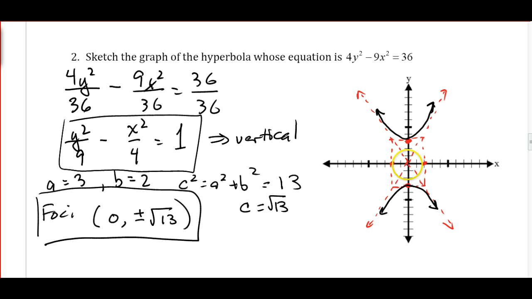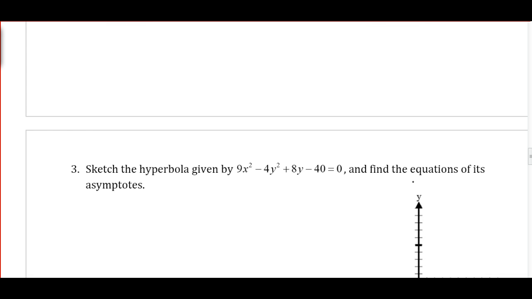So that would be square root of 13. That's going to be between 3 and 4, 1, 2, 3. So they're going to be somewhere in here. Okay, again, if you have any questions, make sure that you ask.